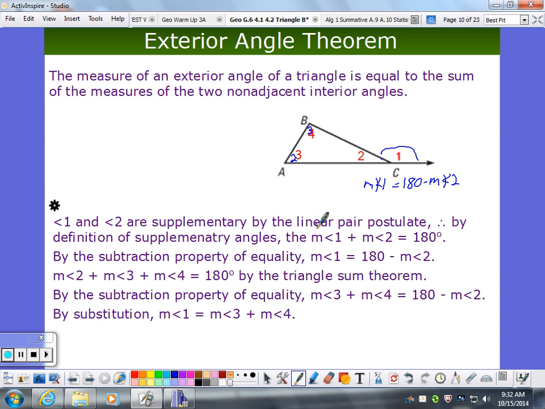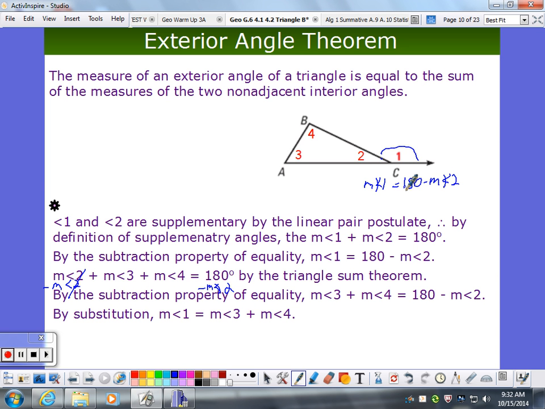I also know that if I add the interior angles here, 2, 3, and 4, all those add up to 180. We already did that theorem, the triangle sum theorem. So if I have 2 plus 3 plus 4 is 180, I can subtract out the measure of angle 2, and I get 3 plus 4 equals 180 minus the measure of angle 2.